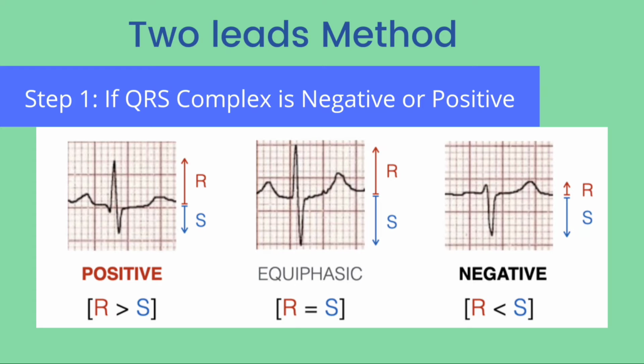To estimate QRS complex morphology, we need to look at R and S waves. If R wave is greater than S wave, it's positive. If S wave is greater than R wave, it's negative. If R wave equals S wave, the QRS complex is equiphasic.